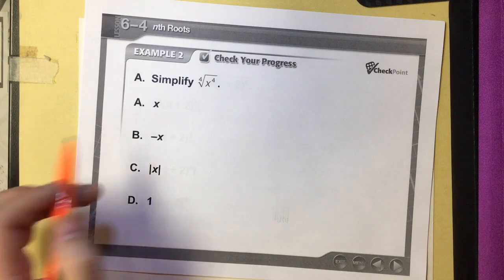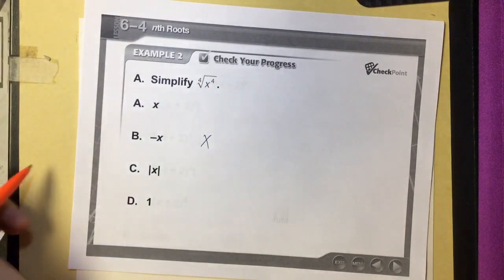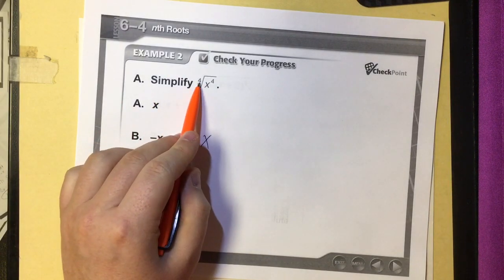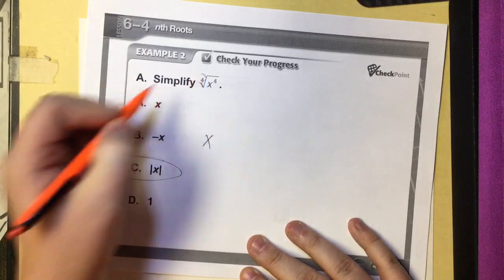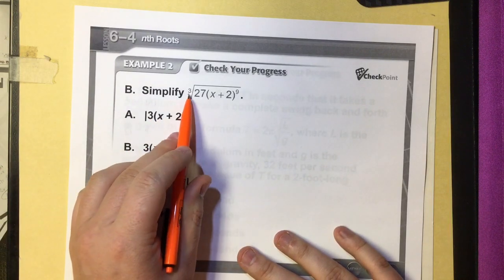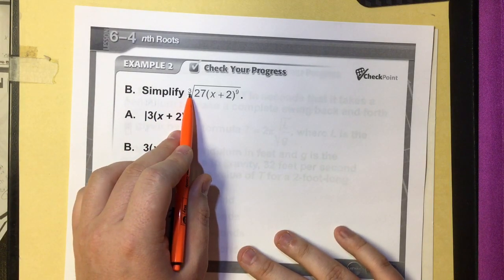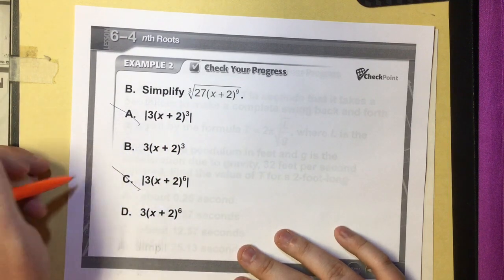Alright, here we go. x to the 4th, 4 divided by 4 is 1, so just x to the 1st. Since our index is even, we need our absolute values, so it has to be C. Since that is even, we need absolute values. On this one, our index is an odd number, so no absolute values needed, so we can get rid of those.